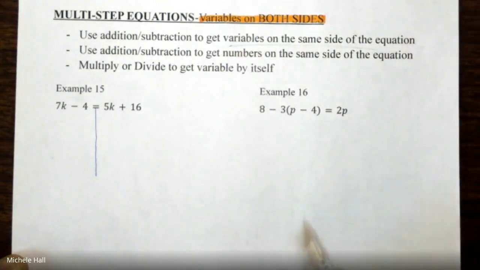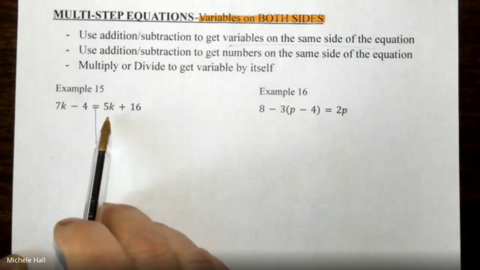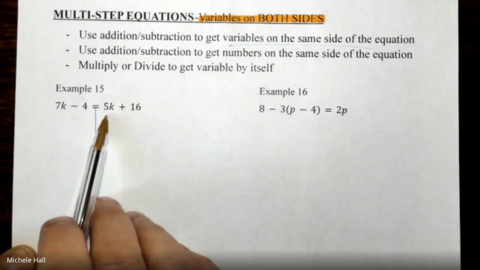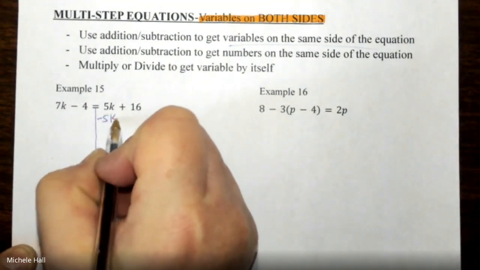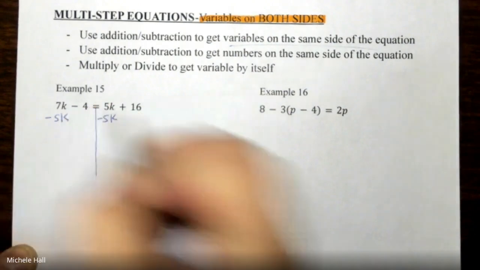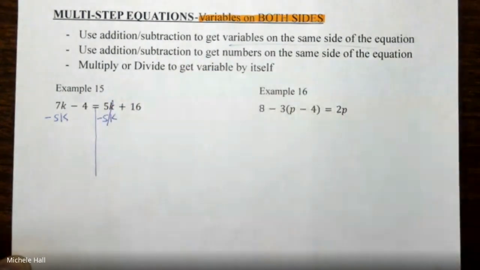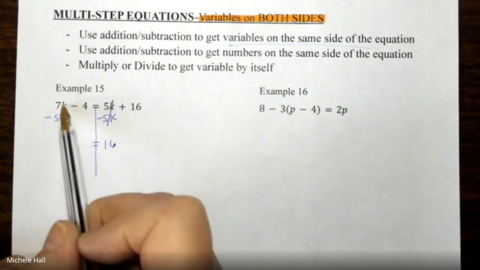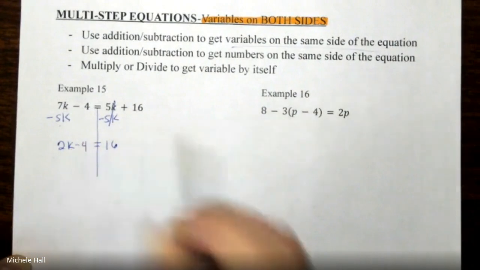I always like to move the smaller variable to the larger variable. I would like to move 5k over to be with my 7k. And I need to undo it with addition and subtraction. 5k is a positive 5k. I'm going to subtract 5k from both sides of the equation. 5k minus 5k cancels. I'm left with 16 equals 7k minus 5k is 2k. And then I have minus 4.